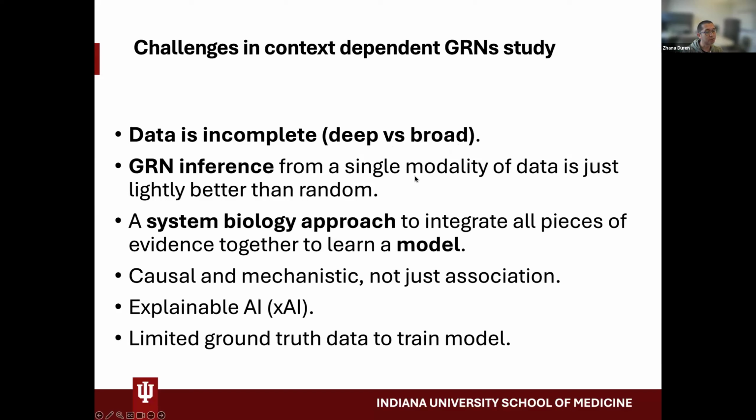And GRN inference from single modality data is just slightly better than random. So it needs a systems biology approach to integrate all pieces of data together. And we also need a causal and mechanistic model. We not just require association. That makes it even more difficult. And also the limited ground truth data. We have a very limited number of real ground truth data. So if we had a large amount of ground truth data, we could use machine learning or a large language model to train on those. But now we don't have a large amount of training data, so we cannot use this way to address the problems.